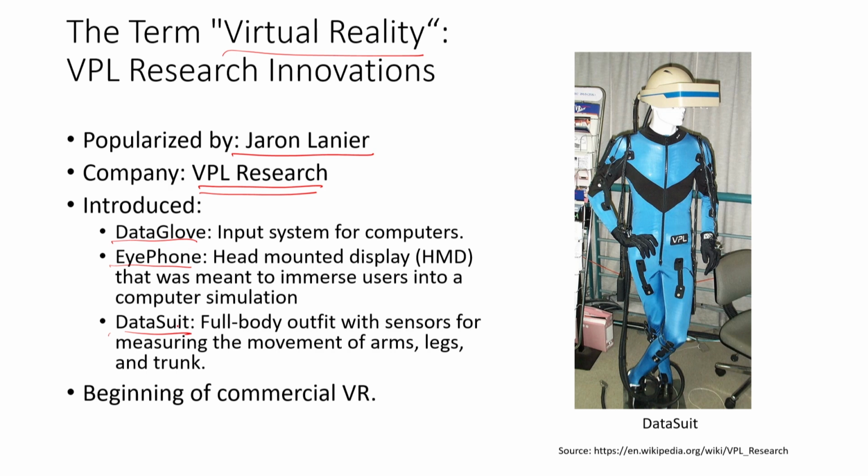You can see here in this image a data suit that was developed by VPL Research. The data glove essentially was an input system for computers. Then you had the EyePhone, which was a head mounted display that was meant to immerse users into a computer simulation. And then you had a data suit, which was a full body outfit with sensors for measuring the movement of arms, legs and trunk. This can be said to be the beginning of commercial VR as well.